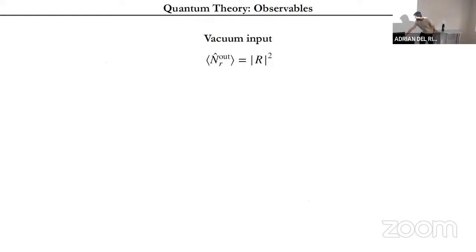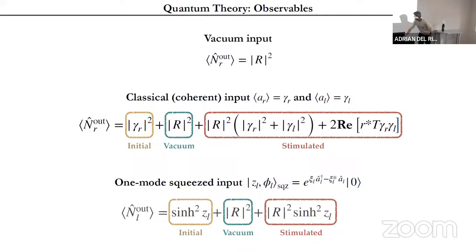So, some observables. For vacuum input, we get basically the modulus of the reflection coefficient squared, with the setup that I was explaining before. This is the quanta created by superradiant production with a vacuum input. Now we can put in classical coherent state inputs or one-mode squeezed inputs, which is basically where we take the two modes, squeeze one, and leave the other in vacuum. Both states are not entangled in the beginning. And in both states, you see that the production of quanta has the initial quanta, then the ones produced by the spontaneous effect, and then the ones produced by the stimulated effect, the superradiance, right?